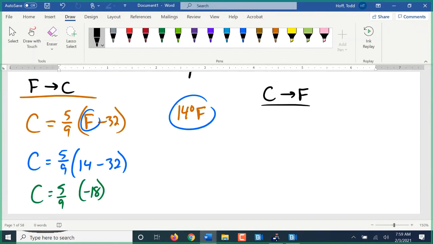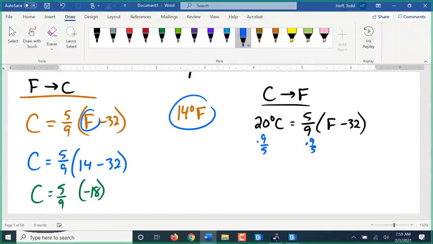Converting from Celsius to Fahrenheit, we reverse the process. If I had a number in here for Celsius, let's just throw in 20 degrees. If I wanted to solve this for Fahrenheit, the way we normally do is we distribute the 5/9 and then solve it. But in this case, we could actually divide by the 5/9 or multiply by 9/5. 9/5 times 20 degrees equals F minus 32. And then add the 32, right?